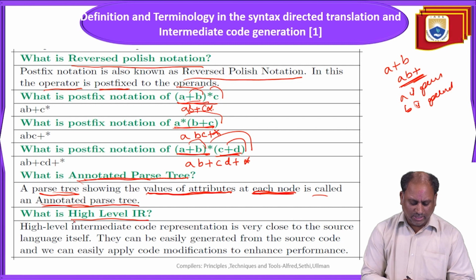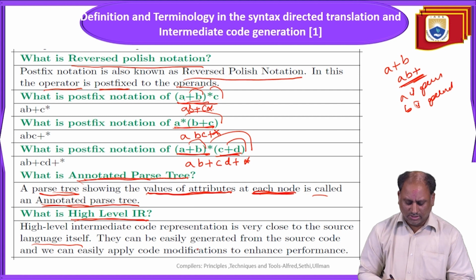Now what is meant by high level IR? Here in intermediate code representation, high level intermediate code is very close to the source code representation, and it can be easily generated from the source code. So we can apply code modifications to enhance performance.